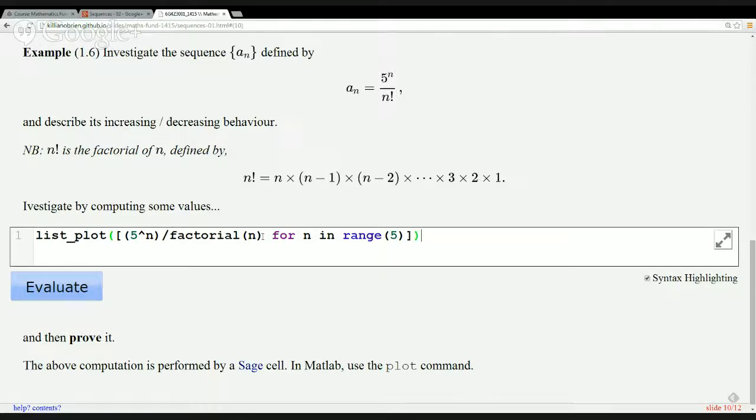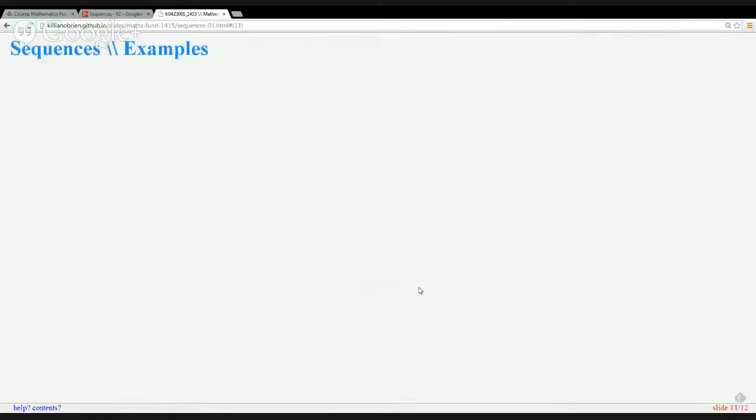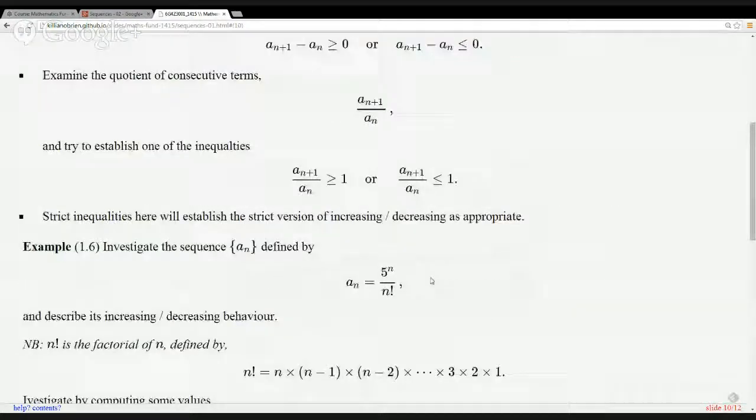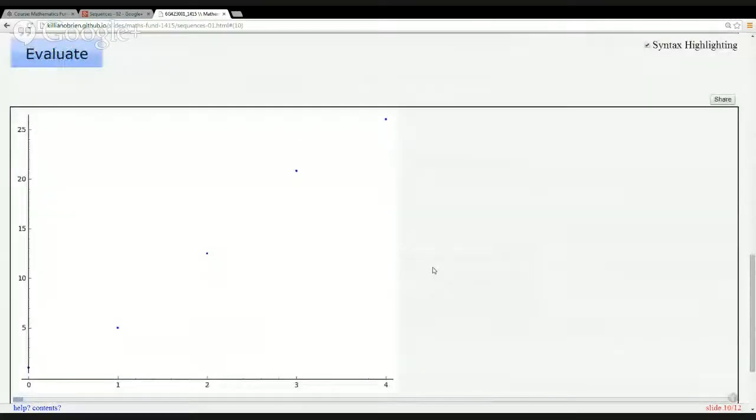So what have I got here? Well, I've got the formula for the sequence, 5 to the n divided by factorial n. And there's this kind of construction here for n in range 5. Range 5 stands for all the integers 1, 2, 3, 4, all the integers beginning at 1 up to the maximum of 5. And I'm going to do a list plot of those numbers. So this will give me, oops, go back to see it. This will give me a plot, which is this plot here.